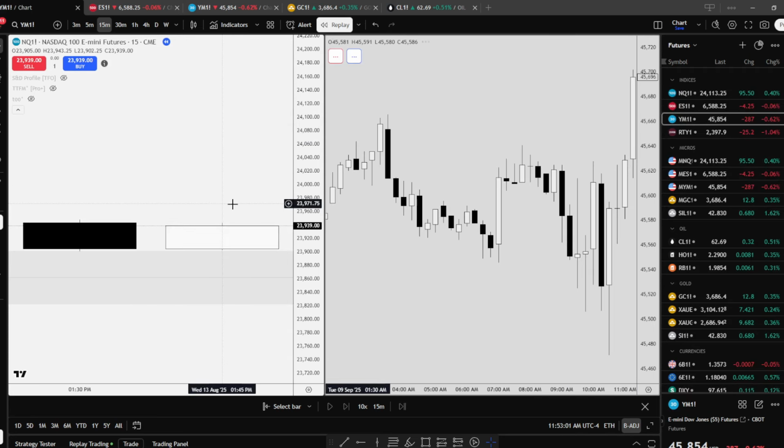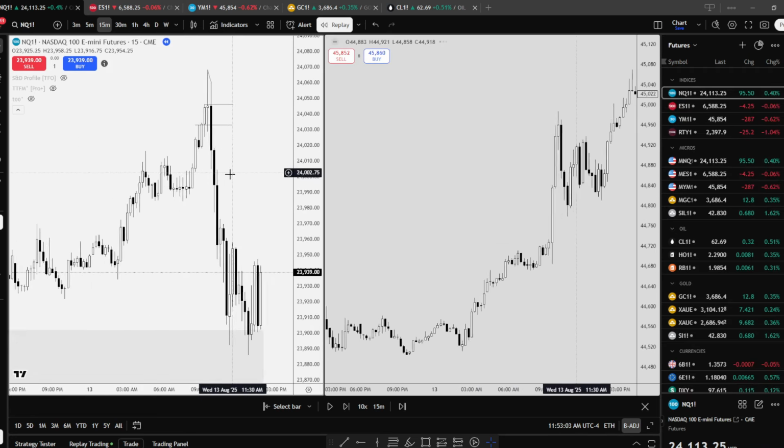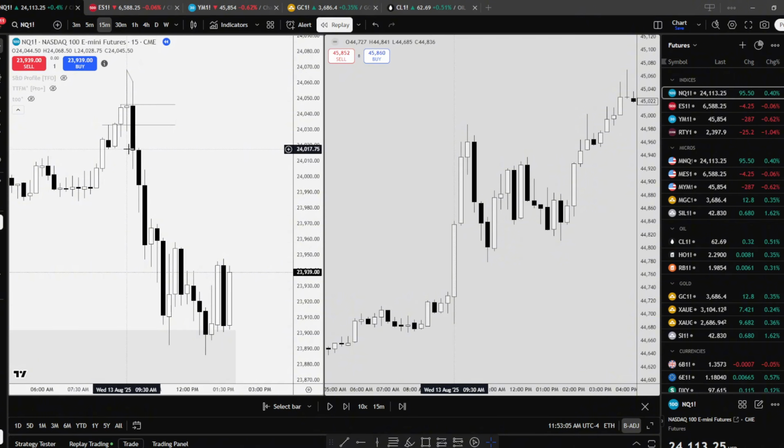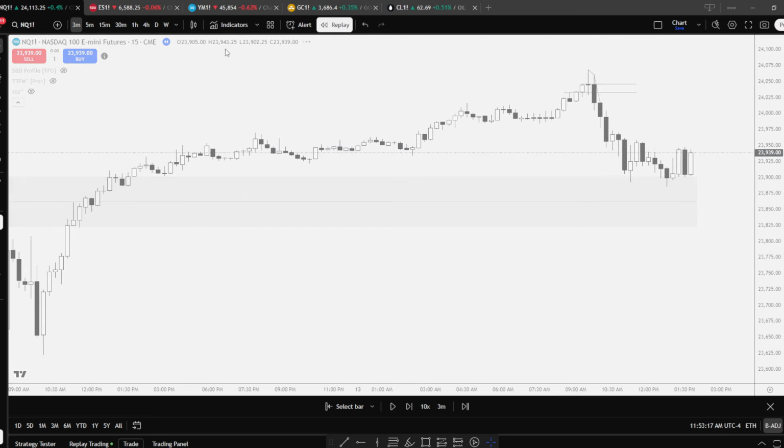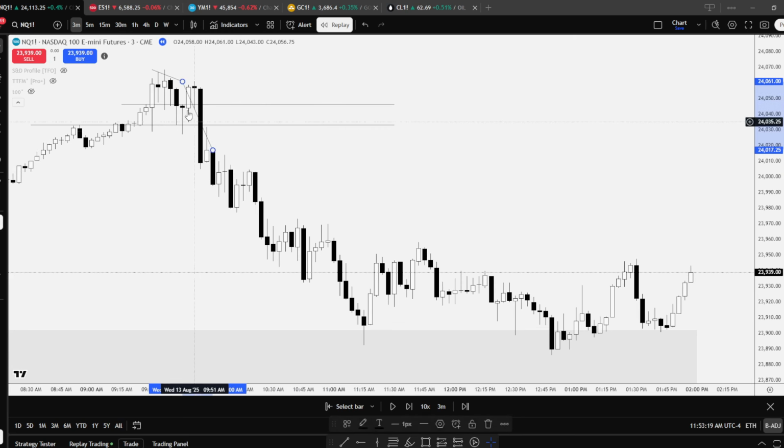Now if we take a look at the YM, we can see the same thing. YM was continuing to go higher, and we put in another SMT right there. Heading down to the 3-minute, we have our reversal candle. We have everything that we need.